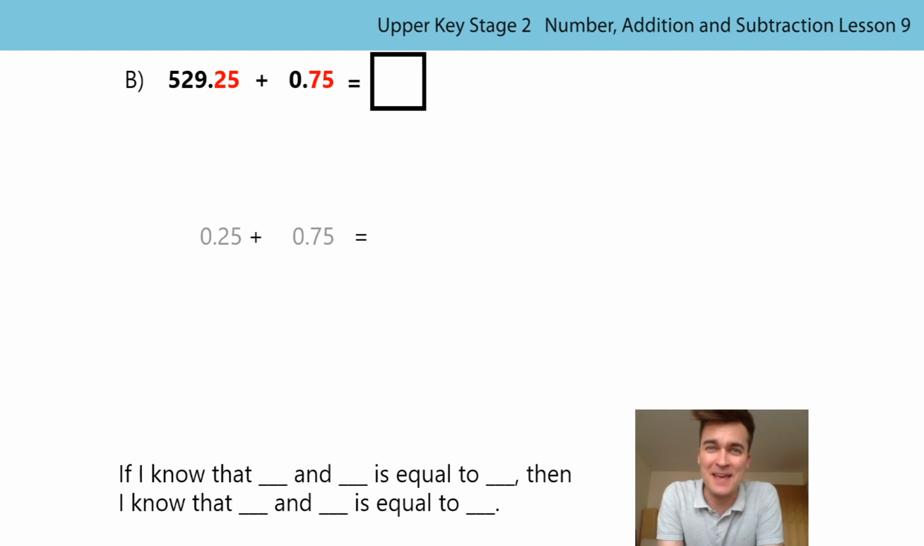As I looked at them, for me, I recalled a number fact, number bonds to 100, 25 and 75. So using the sentence at the bottom, this is how it can help us with 0.25. Read it with me. If I know that 25 ones and 75 ones is equal to 100 ones, then I know that 25 hundredths and 75 hundredths is equal to 100 hundredths, or 1.